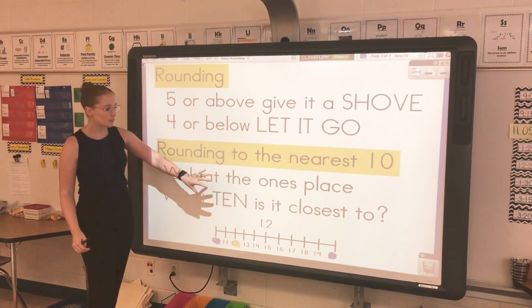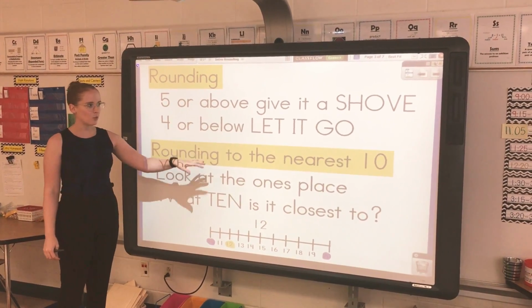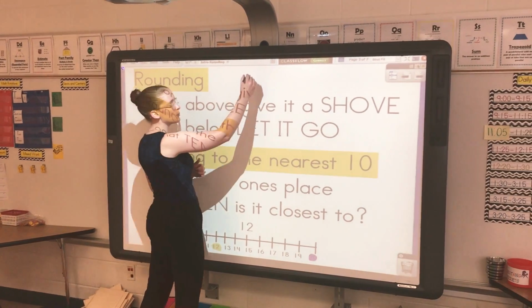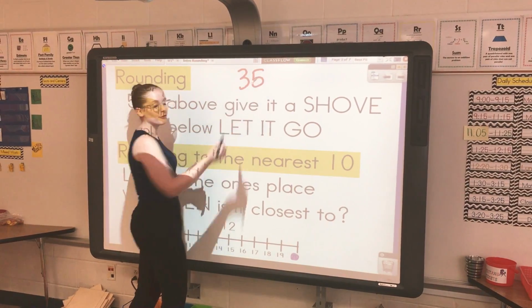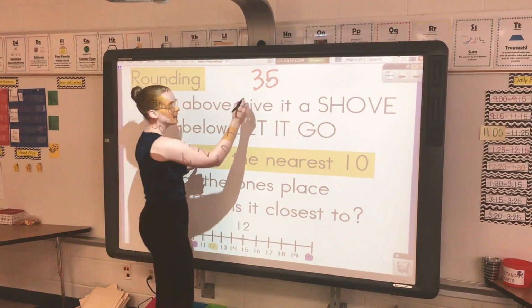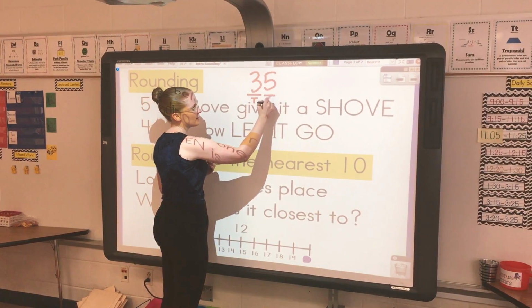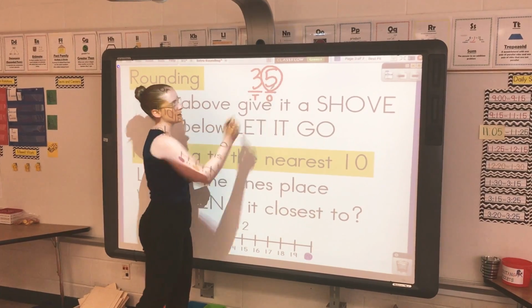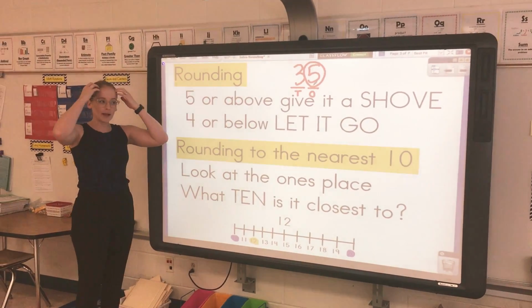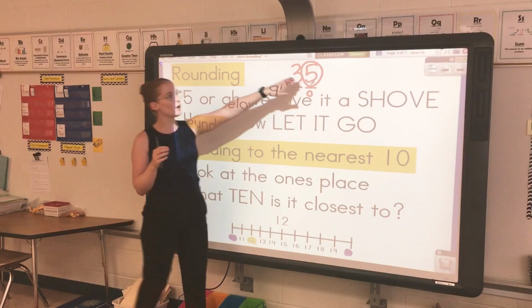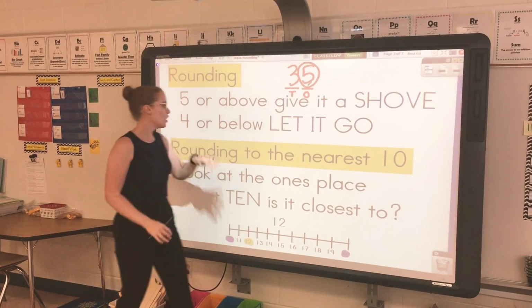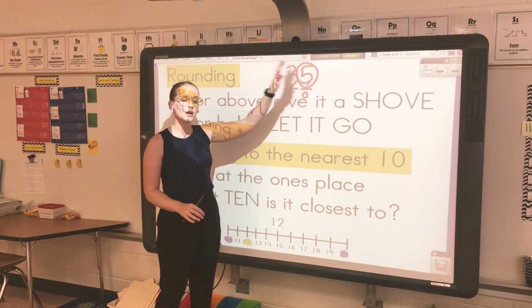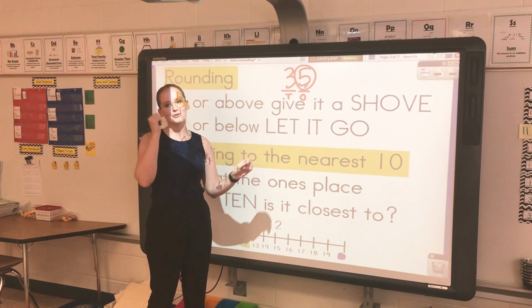Here's a really helpful phrase that we used with students this week when talking about rounding to the nearest 10. The most important thing is looking at the ones place. Students were able to practice their understanding from second grade, knowing that this is the tens place and this is the ones place. Whenever we're rounding, we're looking at that ones place. So the helpful reminder is: 5 or above in the ones place, we give it a shove. 4 or below in the ones place, we let it go and we round down.